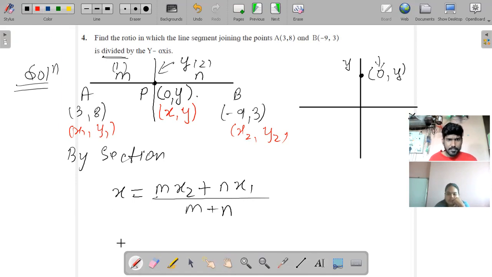So there is no need to use the formula for y. Here itself you'll get the value of m and n. Okay. Done. Yeah, it's done.